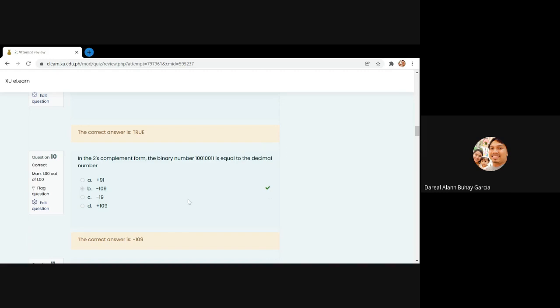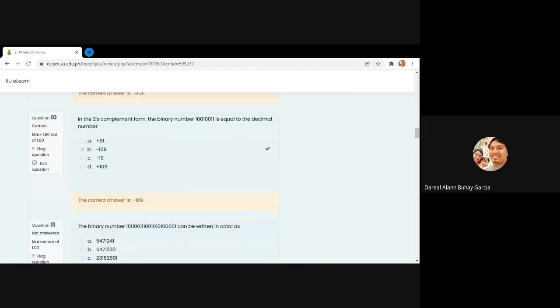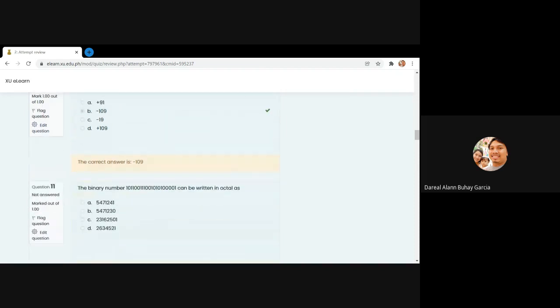So, yeah, this is the last of that question. Negative 109. Next, question number 11. The binary number can be written in octal as... octal, base 8. You can use the calculator. Let's just type it in the calculator.